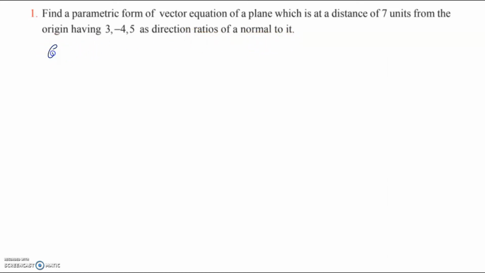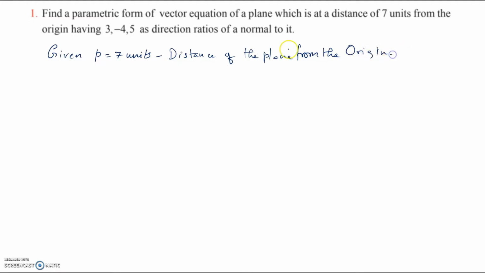So what is given to us is P equal to 7 units, which is the distance of the plane from the origin. Then we are given direction ratios 3, minus 4, 5 of the normal to the plane.